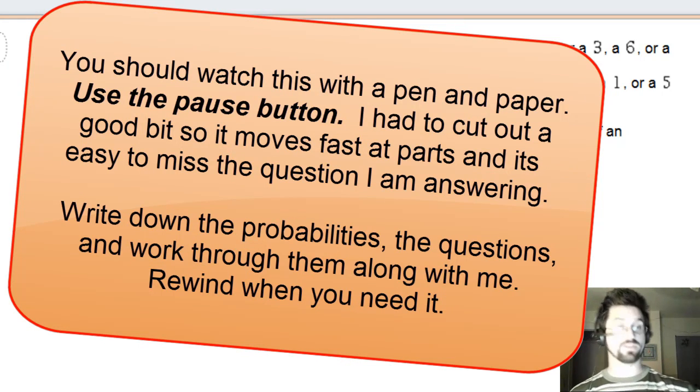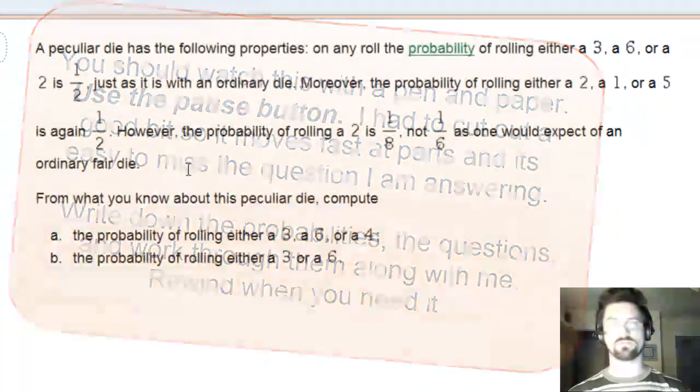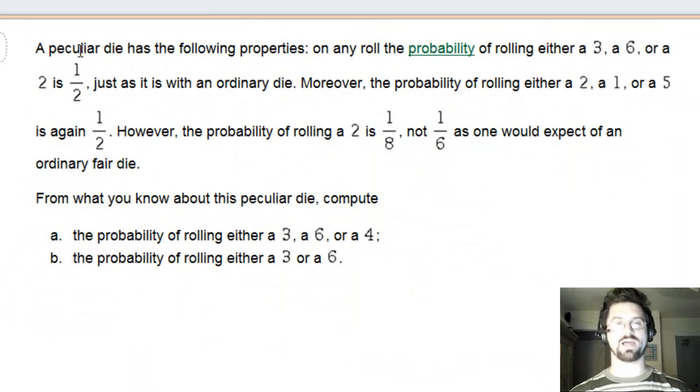We're going to talk about the peculiar die, which is one of the more difficult problems that they have in ALEKS, but it's not crazy. First of all, a peculiar die has the following properties. Normally a die has a uniform distribution where you have a 1 in 6 chance of rolling any of the numbers, but this one's kind of weird.